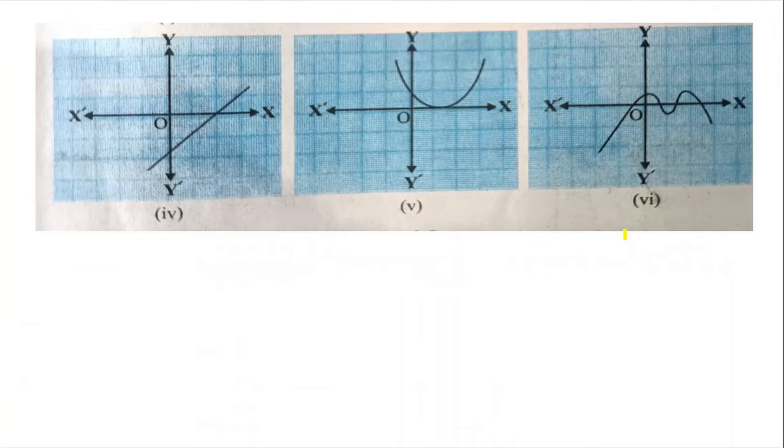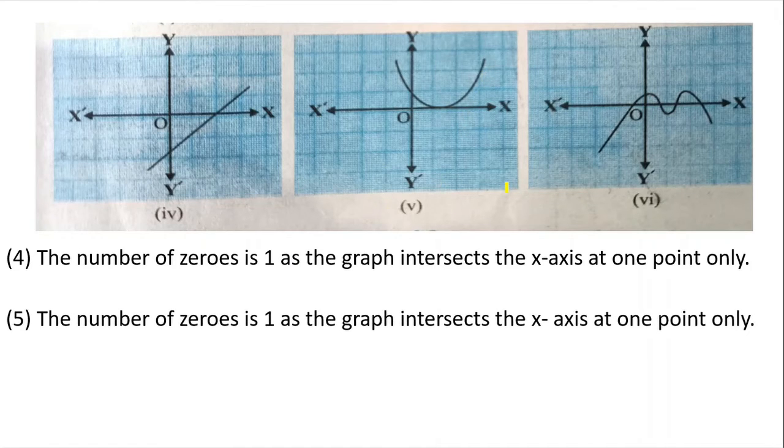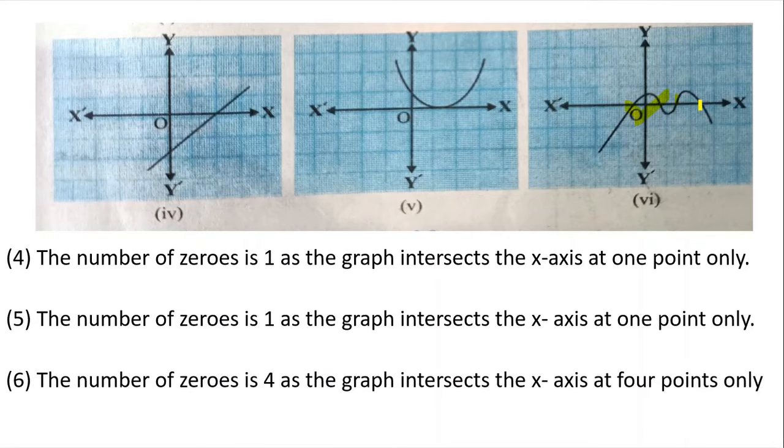Now, fourth, here the line intersects the x-axis at only 1 point, hence the number of zeros in the fourth graph is 1. Now, coming to the fifth graph, here the intersections A1 and A2 both are equal and coincide at point A. So the graph again intersects the x-axis at only 1 point, hence the number of zeros present in the graph is 1 for fifth graph. And coming to the sixth graph, here the graph intersects the x-axis at 1, 2, 3, 4, at 4 distinct points, hence the number of zeros is 4 for sixth graph. Okay.